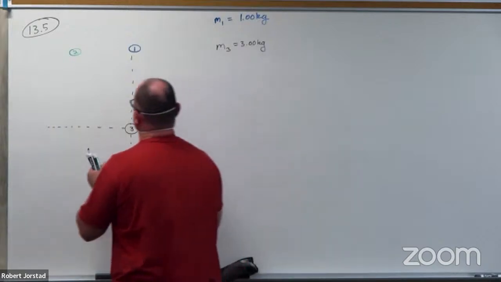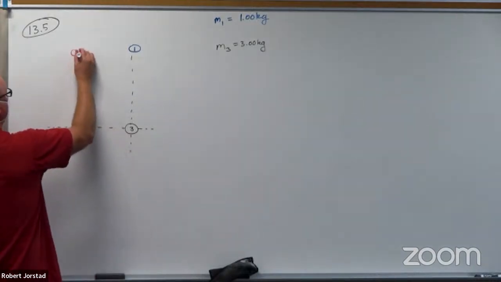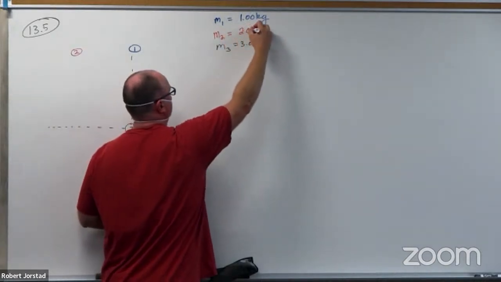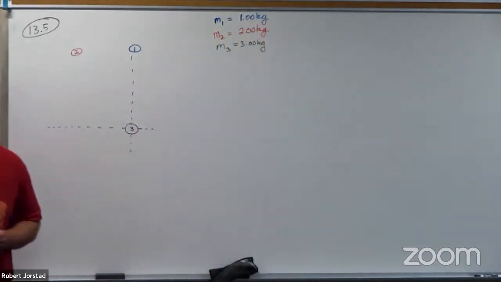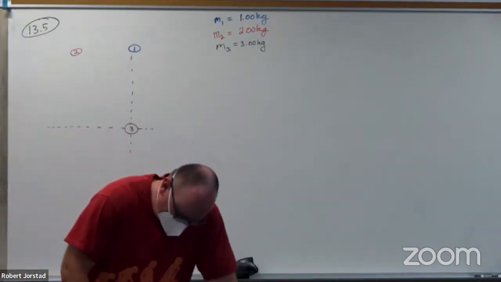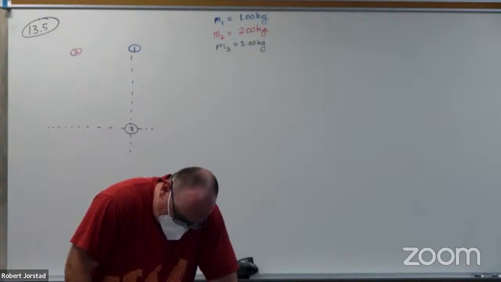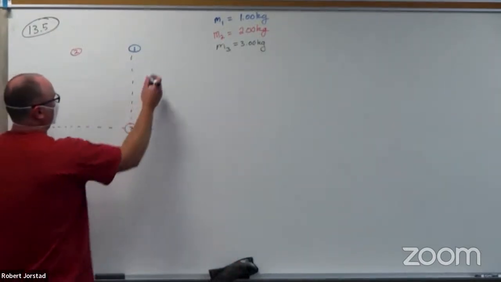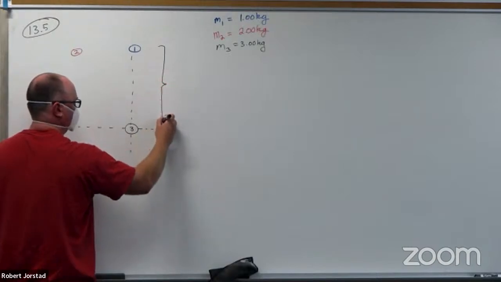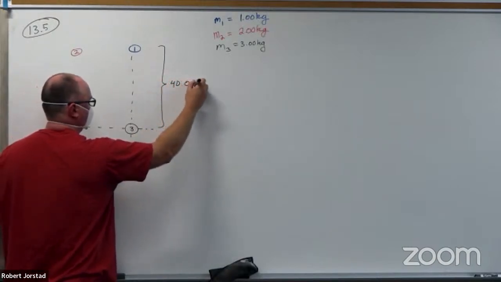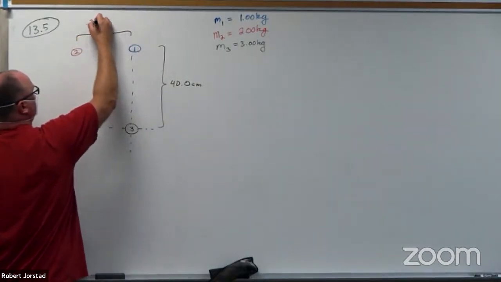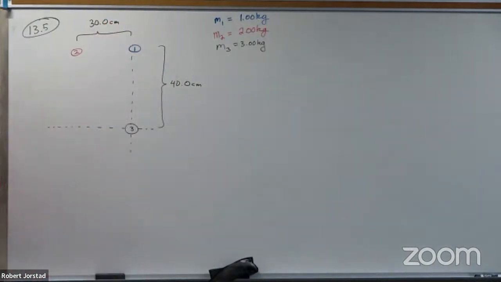You know what? I might change this one to red. Sorry about that. I think that shows up a little better. Got 30 centimeters, 1 to 3. Okay, so this is 40 centimeters, and this is 30.0 centimeters, right?